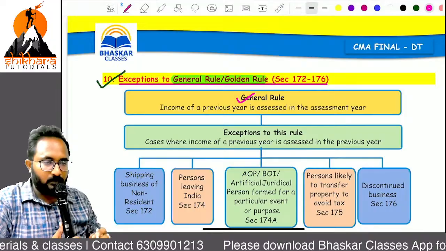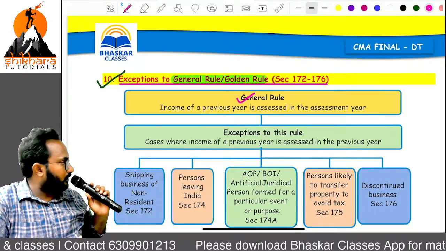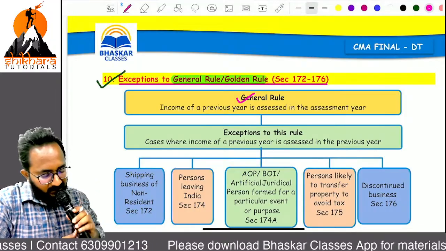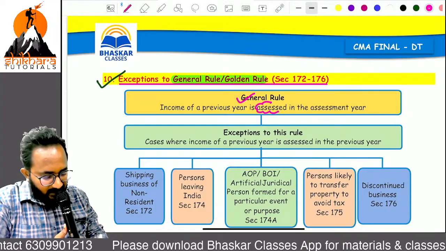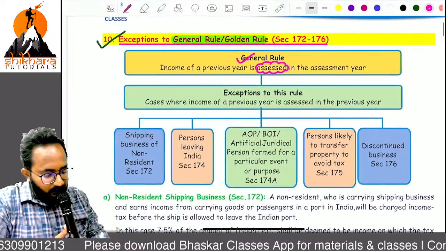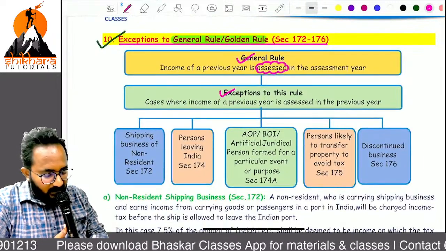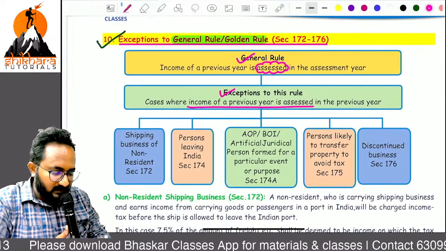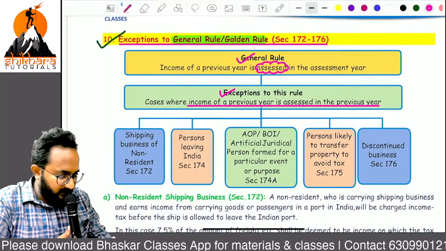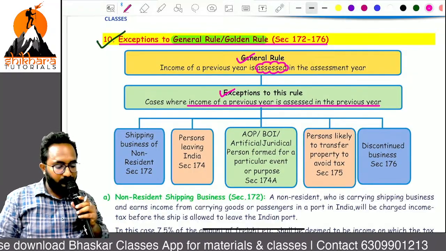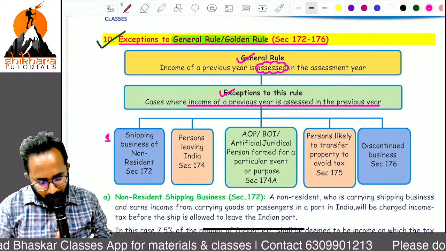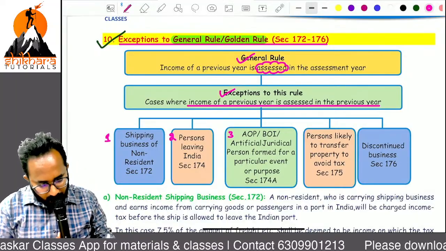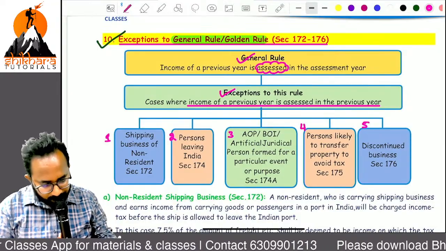It is a general rule. Please read whatever the content in the box. Income of the previous year is assessed in which year? Assessment year. That is the general rule. Exceptions to this rule mean income of the previous year is assessed in the previous year itself. But in how many cases? 1, 2, 3, 4, 5.